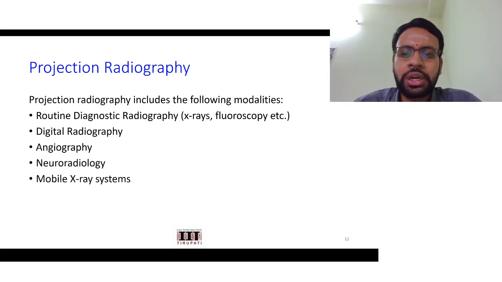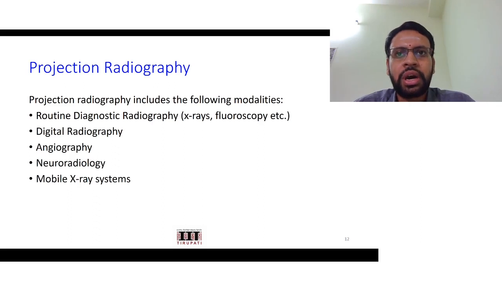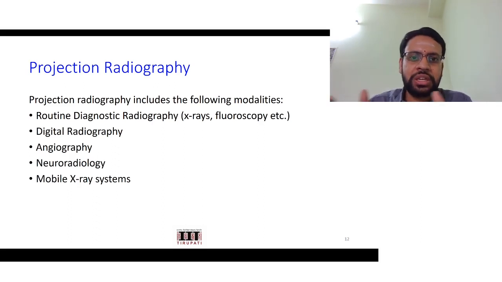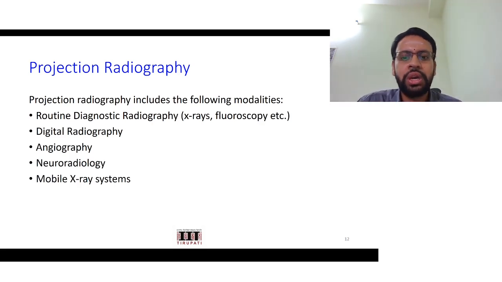Another specialized equipment is referred to as mobile X-ray systems. In the operation theaters, we need to take X-rays in a place where the patient cannot come, but the machine has to go. That's where specialized machines referred to as mobile X-ray systems are used.